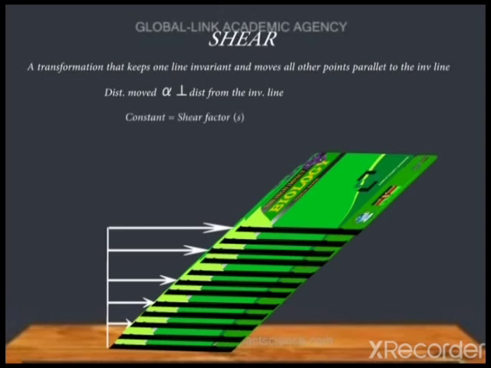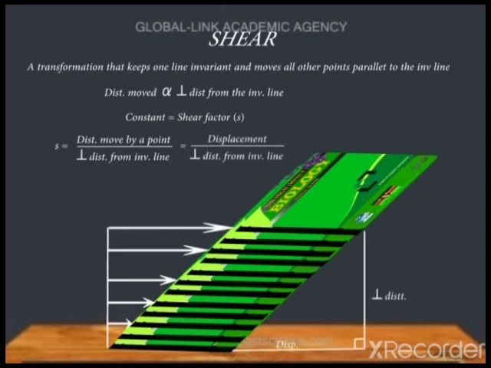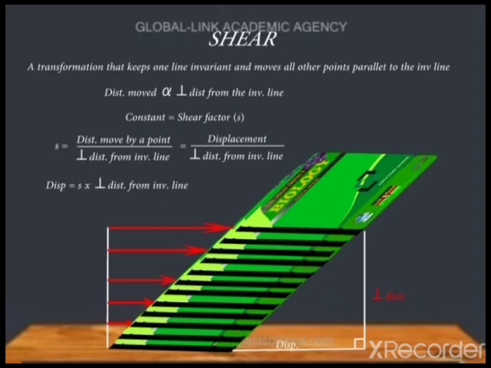Let's call it S. S is equal to the distance moved by a point over the perpendicular distance of the point from the invariant line. We can make that simpler by saying S is equal to displacement over the perpendicular distance. Given the shear factor and the perpendicular distance, you can find the displacement by simple cross multiplication. Displacement is equal to the shear factor times the perpendicular distance. Always remember, it's perpendicular distance from the invariant line, and displacement is always parallel to the invariant line.